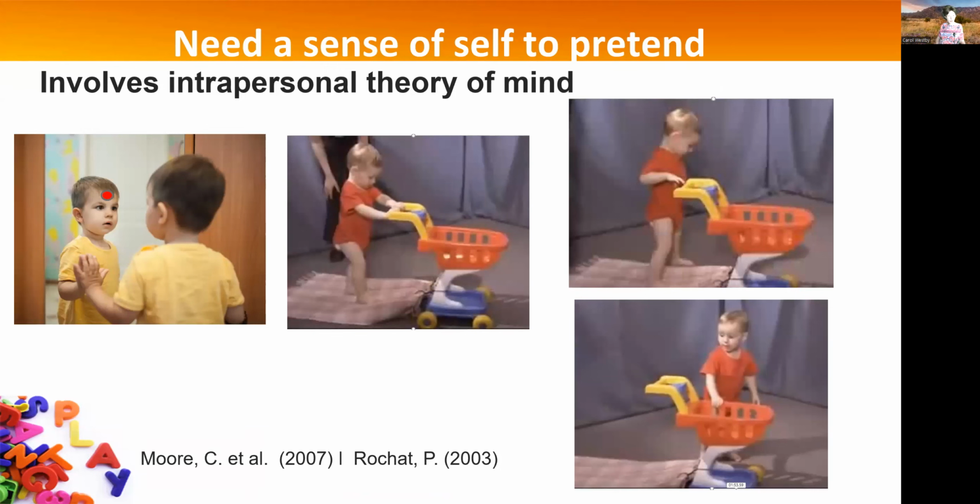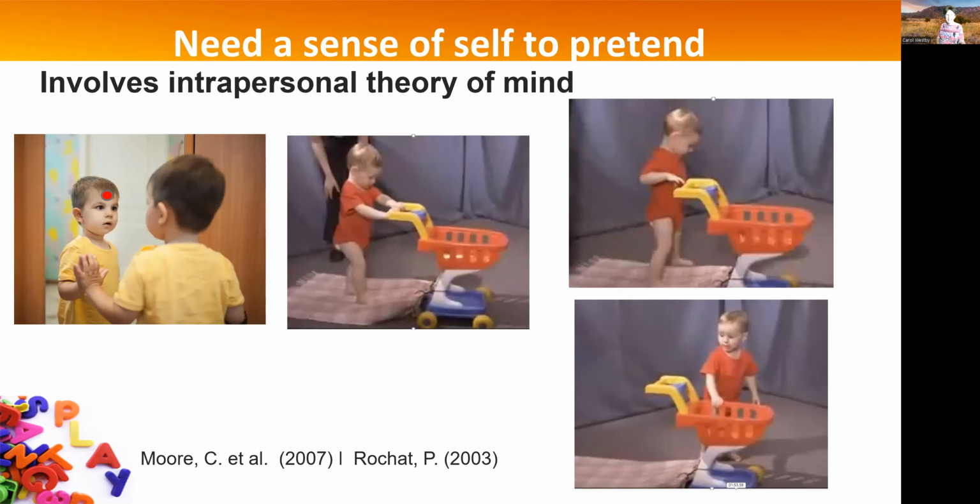One is visually, perceptually. You put a spot on the child's forehead, not letting him know you've done that, and then put the child in front of a mirror. A youngster under 18 months will tend to touch the mirror, but around 18 months, children recognize that that's a reflection of themselves, and they will reach up and try to wipe the spot off of their own forehead.